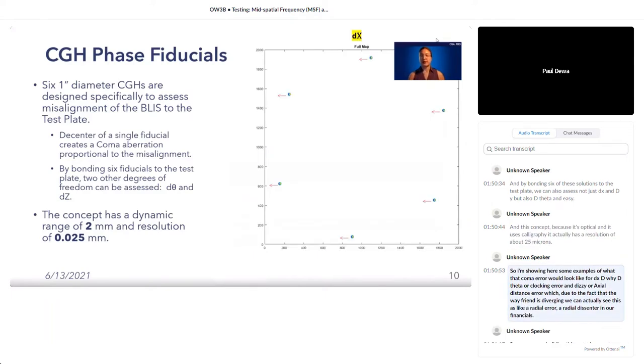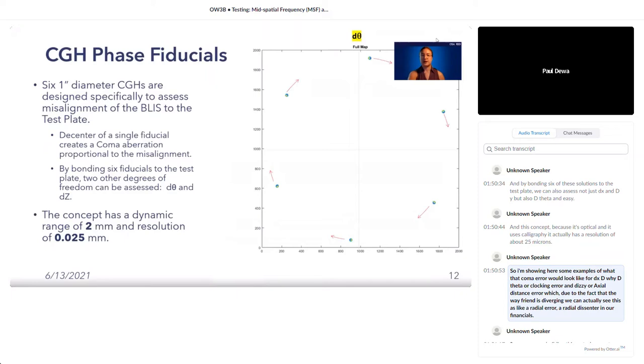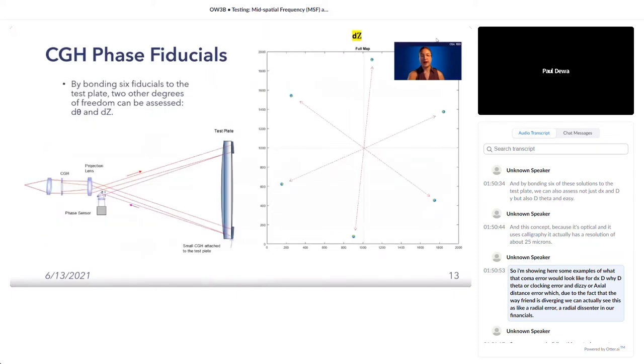So I'm showing here some examples of what that coma error would look like for dx, dy, d theta or clocking error, and dz or axial distance error, which due to the fact that the wavefront is diverging, we can actually see this as like a radial error, a radial decenter in our fiducials.